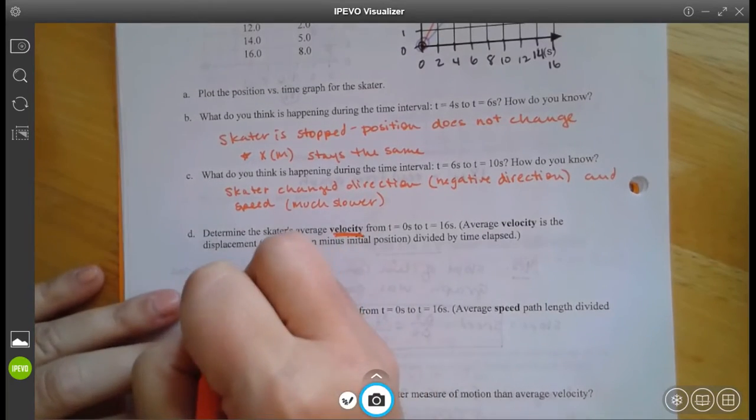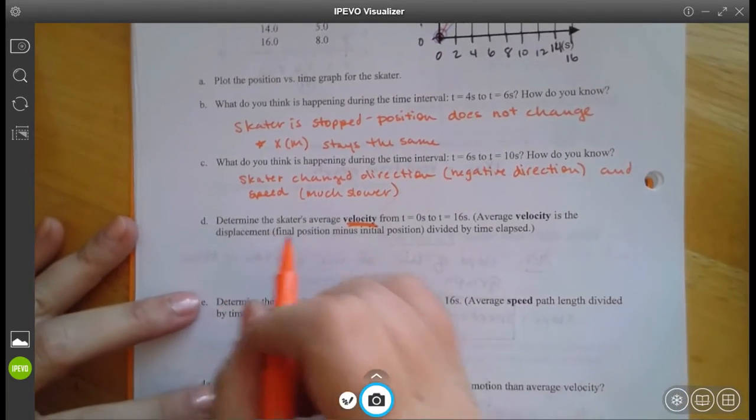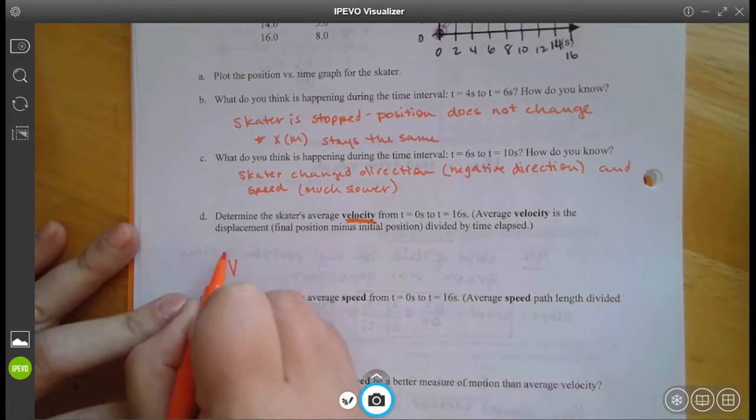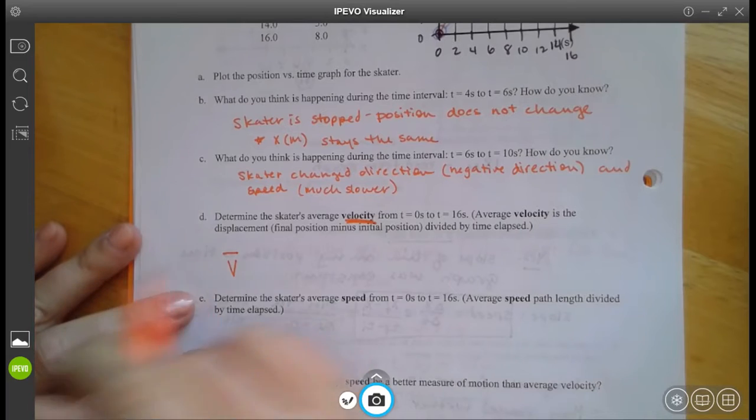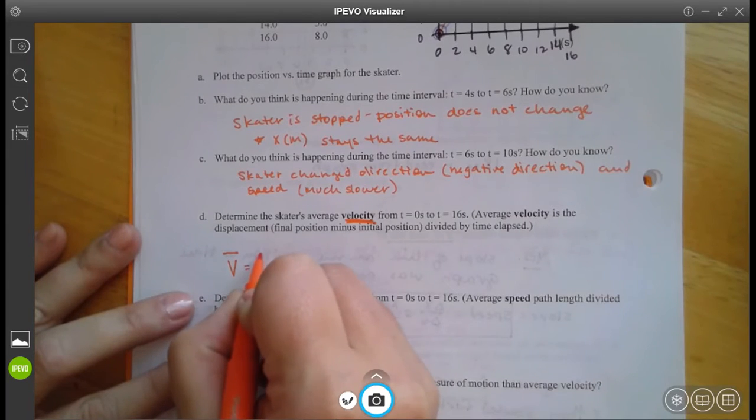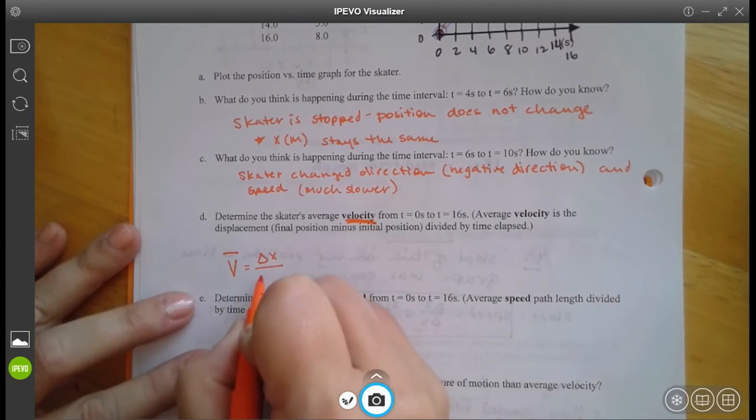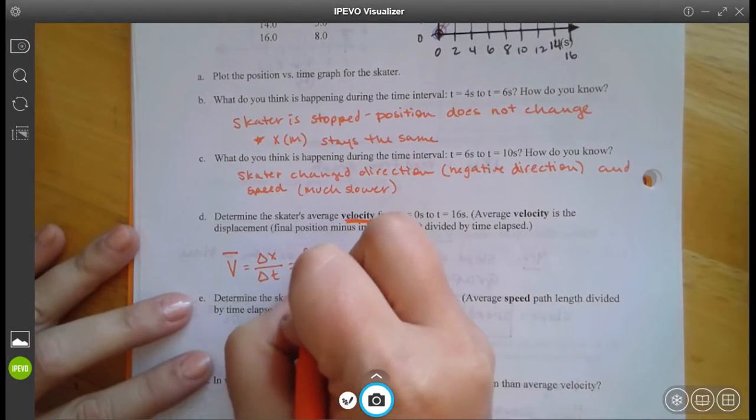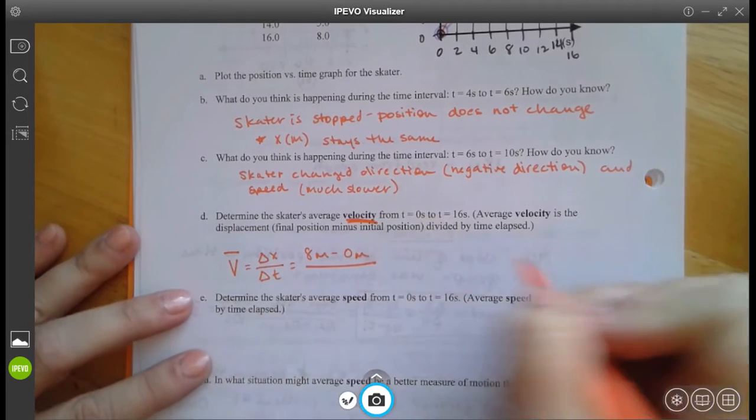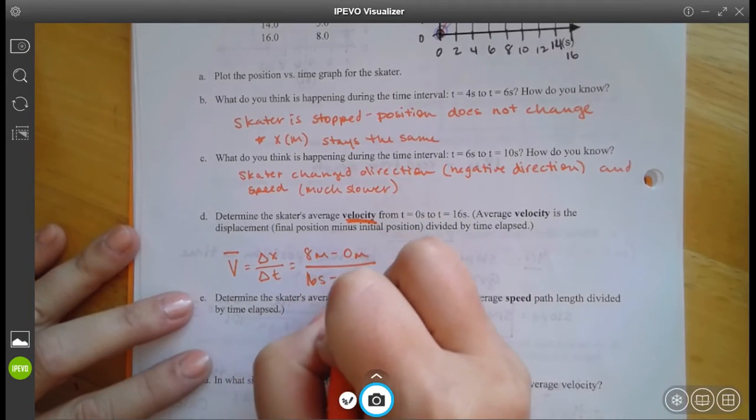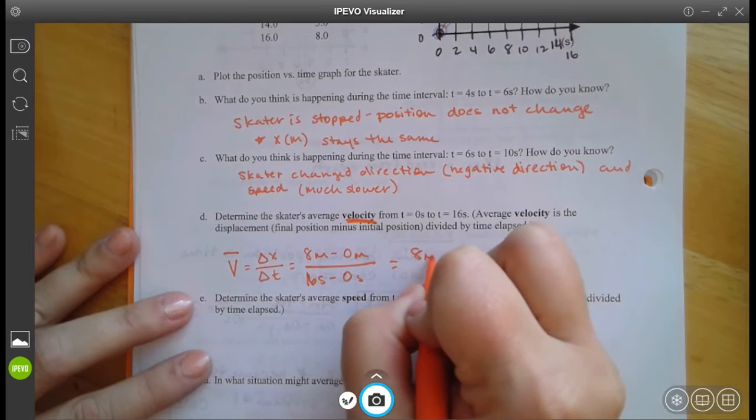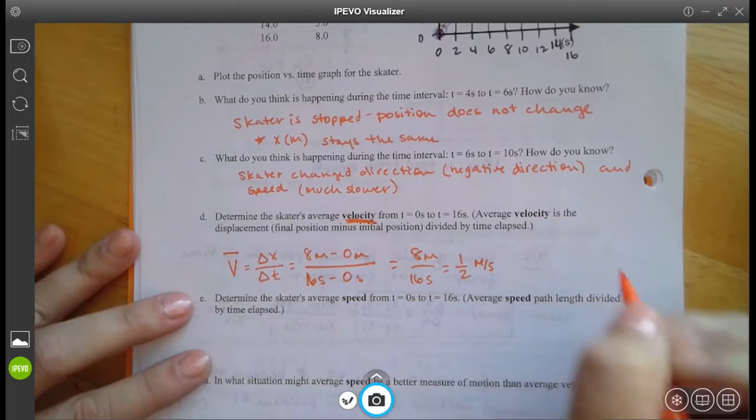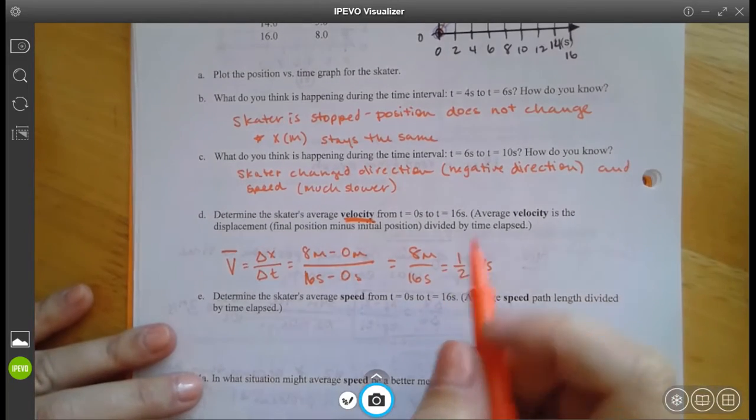To calculate that, a way we can write this, you guys may have seen this in math: when you write the average for something, you just draw a bar over it. So I'm going to do v for velocity, put a bar over it for average velocity. And that's going to be my displacement divided by my change in time. My final position is 8 meters. My initial position was 0 meters. And the amount of time here was 16 seconds that passed. So 8 meters and 16 seconds gives us 1/2 meter per second average velocity.